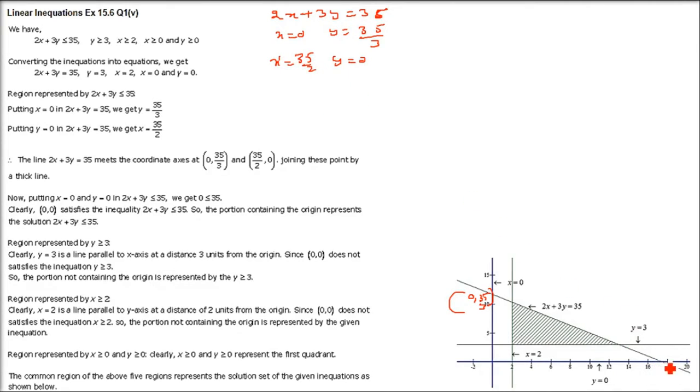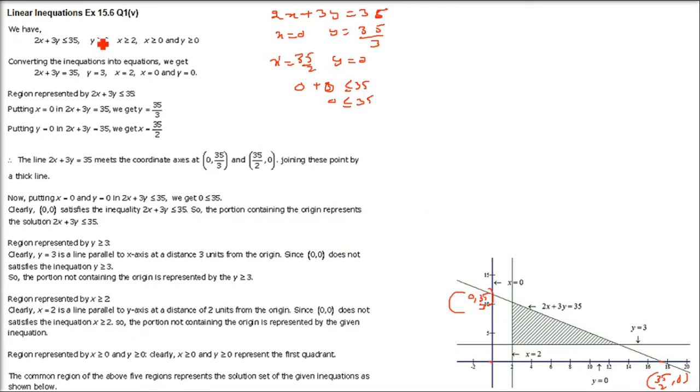And then we have this. 35 by 2 is around 17.5. So it is 35 by 2 and 0. Take these two points to make a line. So where is the origin? Put 0, 0 here. 2 into x is 0, 3 into y is 0, and this is less than or equal to 35. 0 is indeed less than 35. So the origin is in the solution set. So all the portion which is below this line is the solution set.